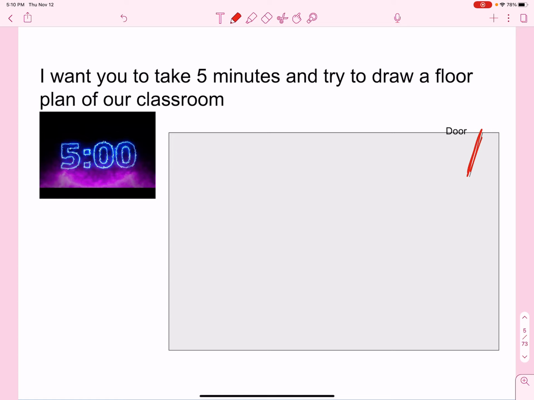But what would your drawing look like? And then maybe where would the board go? And where would the teacher desks go? Decide if you want to put shelves in your drawing and student desks. Just where is everything at? I want you to turn and show your picture to your neighbor and see if they look similar.